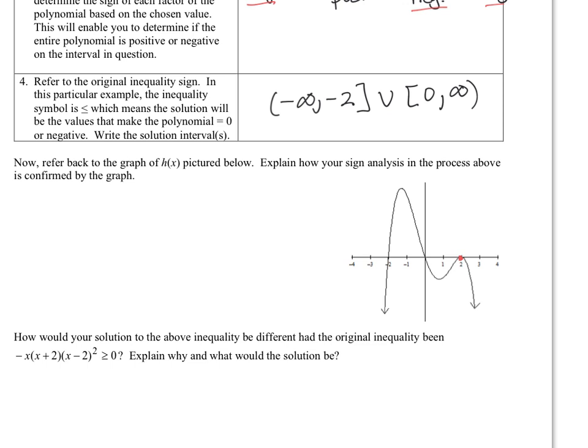And if you notice, we had it squared up above. So that factor was squared. So when you know the multiplicities of it, it helps you to know what the graph is going to look like.